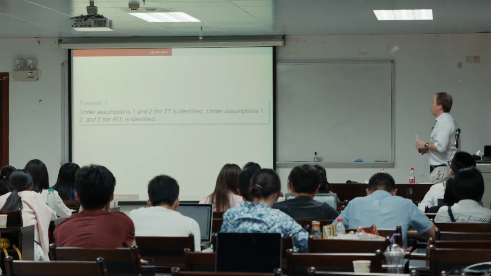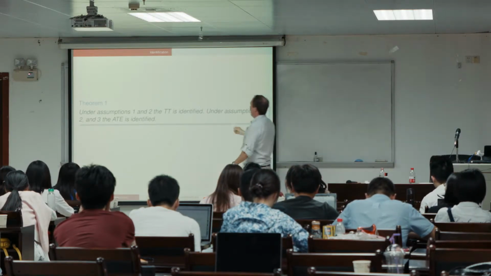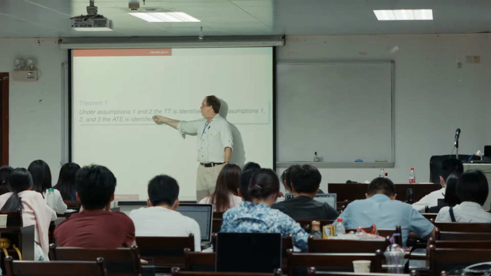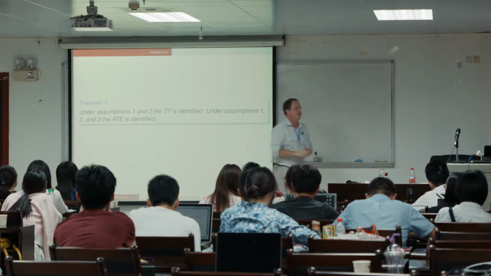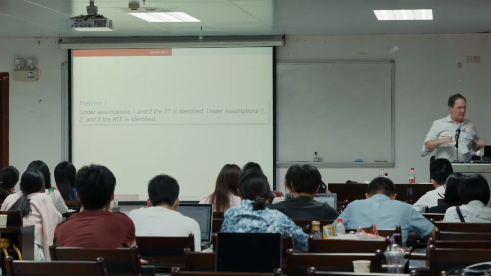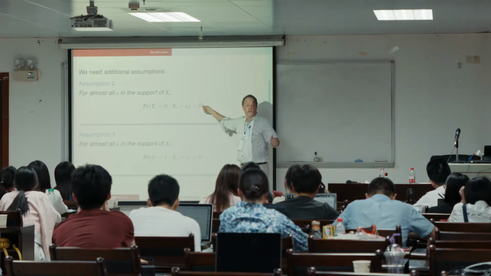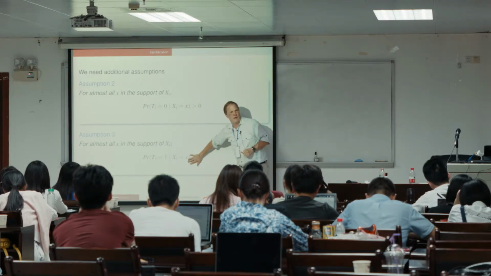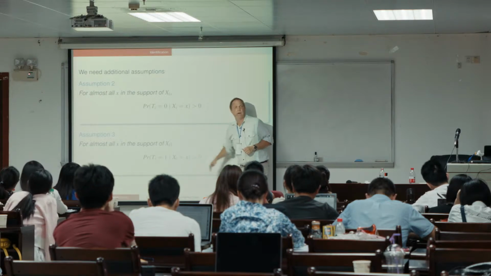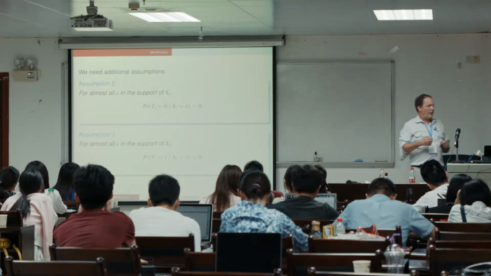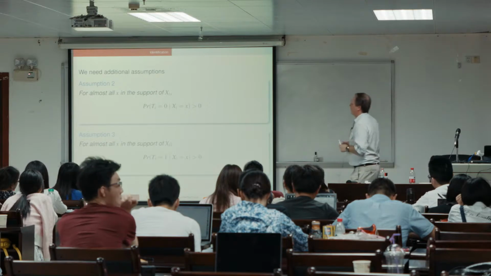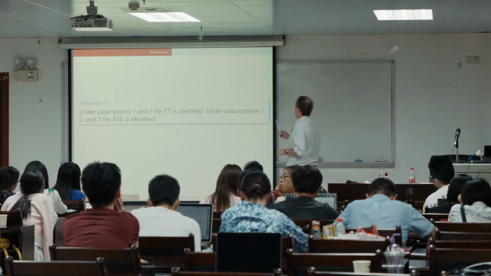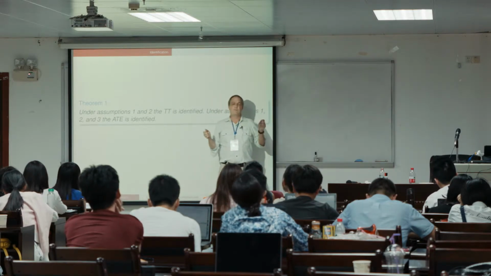Under those assumptions, in addition, under assumptions 1 and 2, where 1 is unconfoundedness and 2 is this one, the treatment on the treated is going to be identified. For the treatment on the treated, I don't care about this, because I only care about the people who actually get the treatment. So under 1 and 2, the treatment on the treated is identified. Under 1, 2, and 3, the average treatment effect is identified.